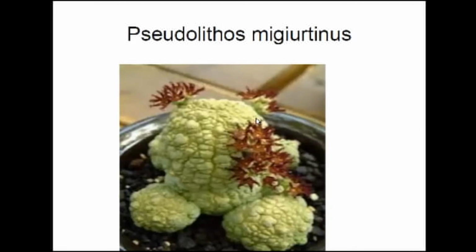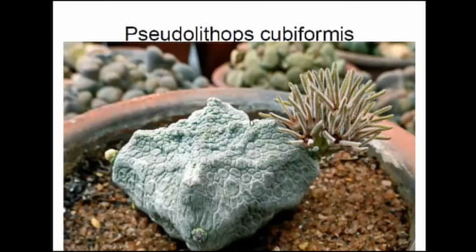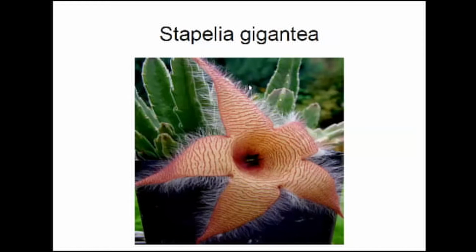So here is a very small plant with very small, very pointy flowers. This is Pseudolithops. And here is another Pseudolithops, very small body of the plant and very small flowers. But the flowers can also be huge. This is a flower of Stapelia gigantea, which is the largest flower of all Stapeliads, and it is 20+ centimeters across. So it's a very large plant, a very large flower.